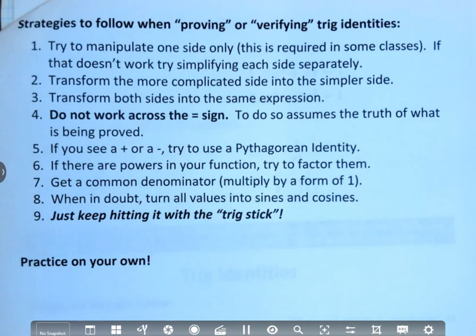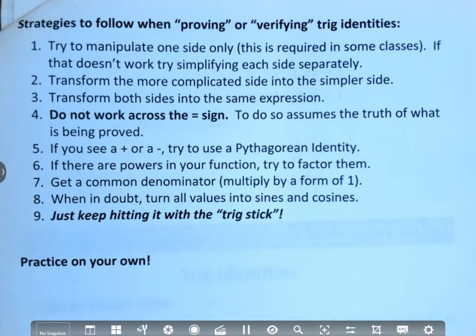And really, I understand that these problems get to be very frustrating at times. So that's why I always say just hit it with a trig stick. If you get frustrated with it, hit it. Go at it from a different angle. Keep smacking that piñata until the answer falls out. Yes, we'd like to do it with thought and precision and with a goal in mind, but sometimes that just doesn't work. So you just keep smacking it.